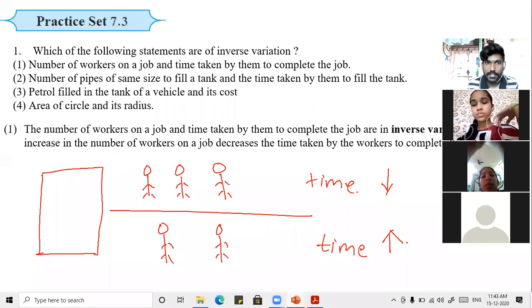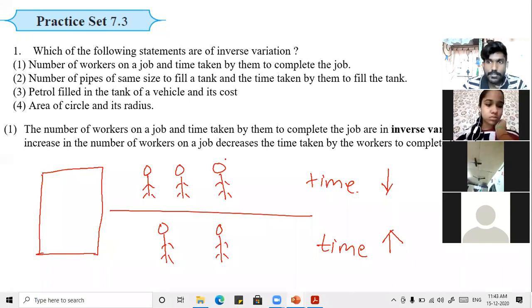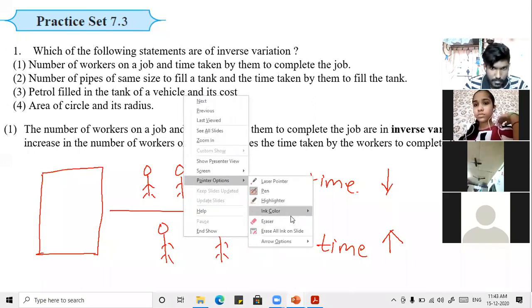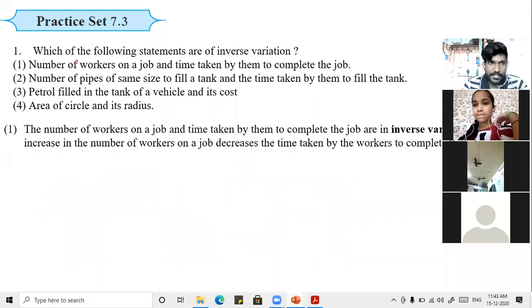So this is the reason why the number of workers on the job and the time taken by them are in inverse proportion. Okay, so understand the meaning of it as well. If there are more workers, less time. If there are fewer workers, more time to do the job. Okay, see the second one.